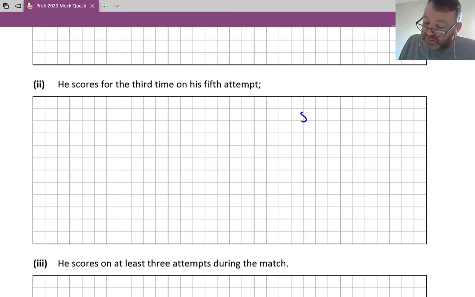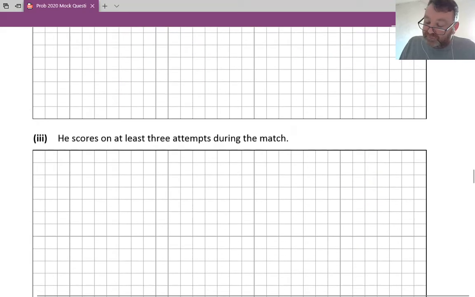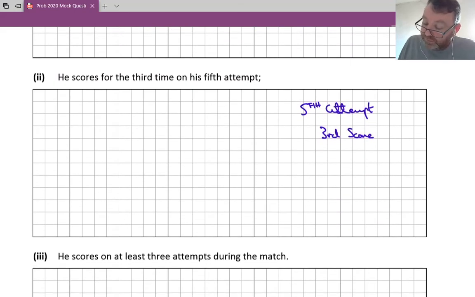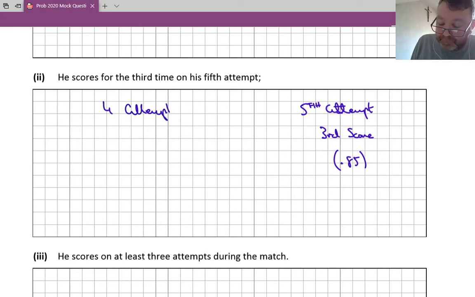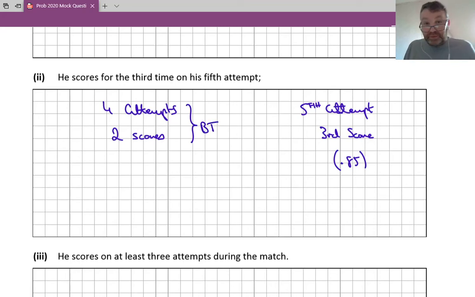Now, fifth attempt. The fifth attempt, we want a third score. What's the probability of a score? Let's go back up here. The probability of a score is 85%. So that's 0.85. So that's going to be definitely 0.85. Because if the fifth attempt is going to be a third score, that means that the probability of scoring will be 0.85 in the fifth attempt. What does that mean? We now have four previous attempts in which I want to get two scores. See it again? Another Bernoulli trial.